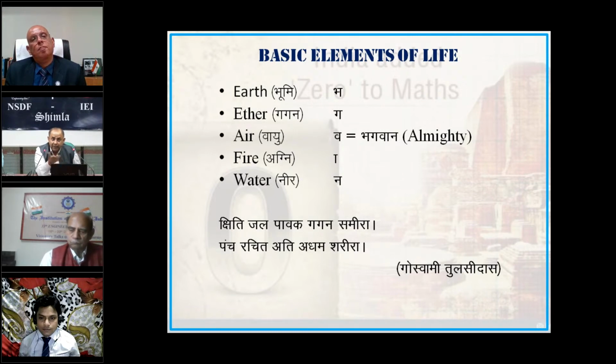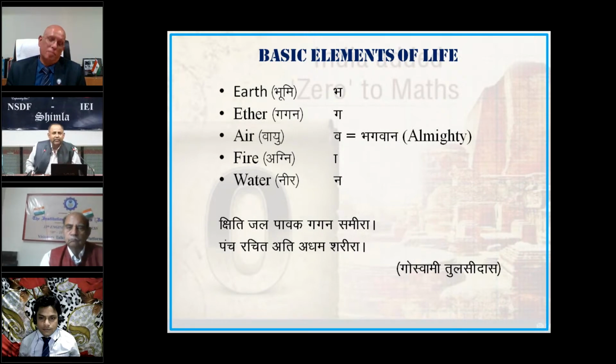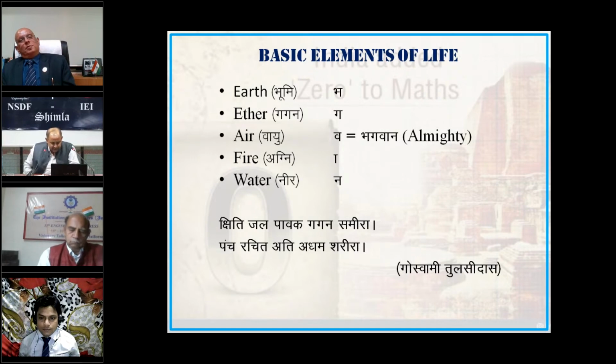Kshiti jal pavak gagan samira, pancha rachit ati adham sharira. So basic 5 elements, we have been saying this since times immemorial, and now the scientists are believing it. So big contribution towards environment as such.